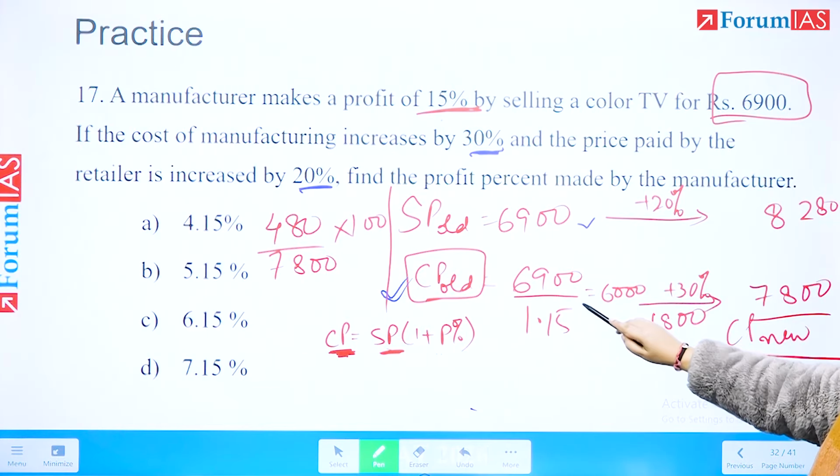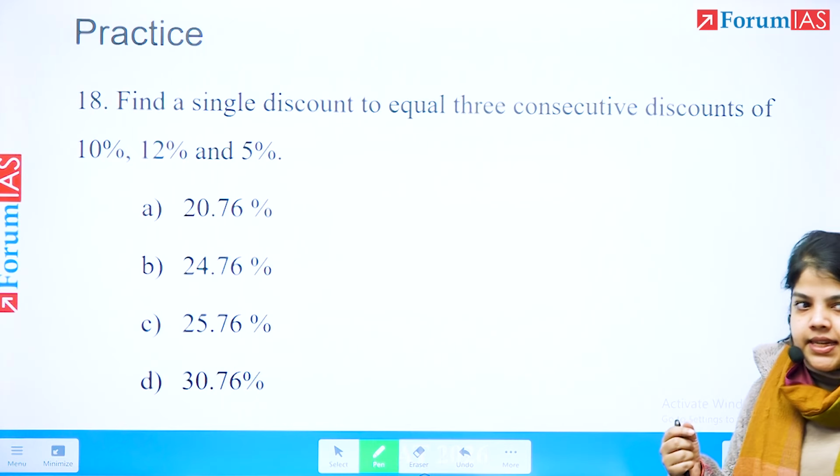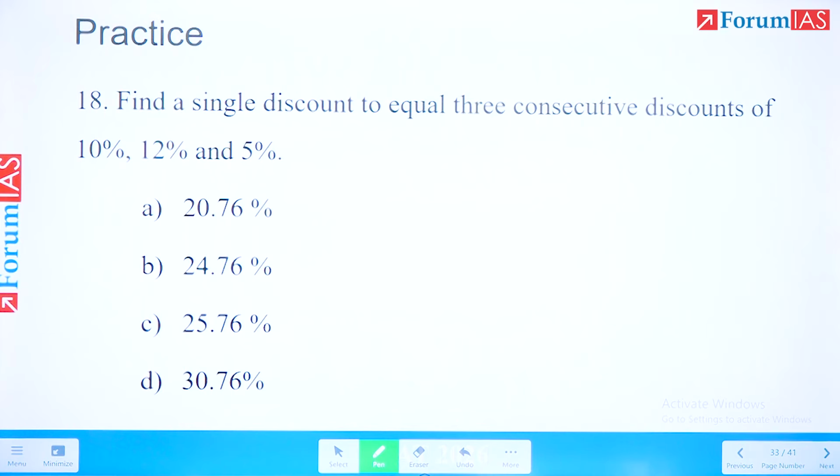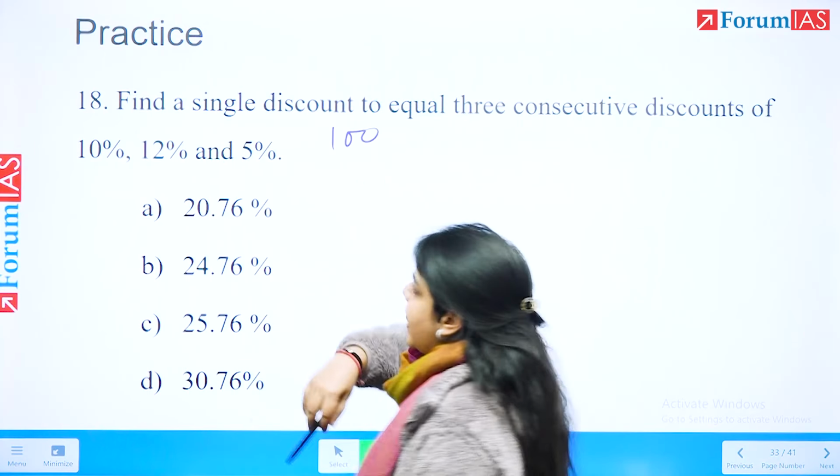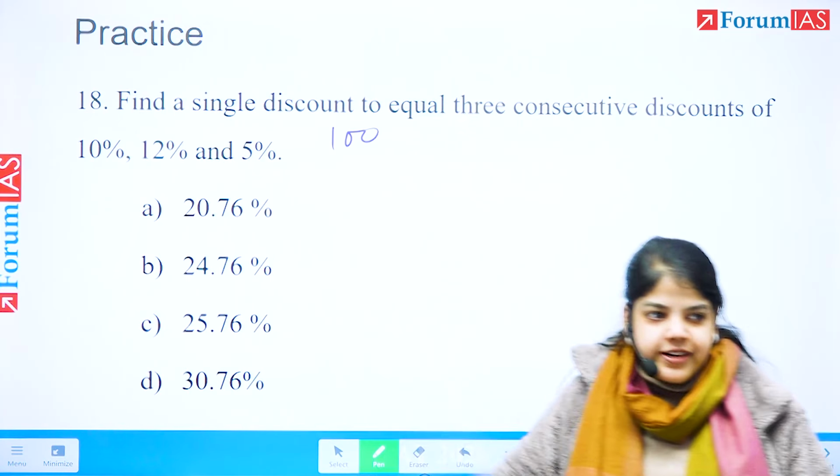Now, find a single discount. Use your concept from yesterday. Find a single discount to equal 3 consecutive discounts of 10%, 12%, and 5%. Assume originally you are starting with 100. Apply a discount of 10, then 12, and then 5. Find a single discount to equal 3 consecutive discounts of 10%, 12%, and 5%.